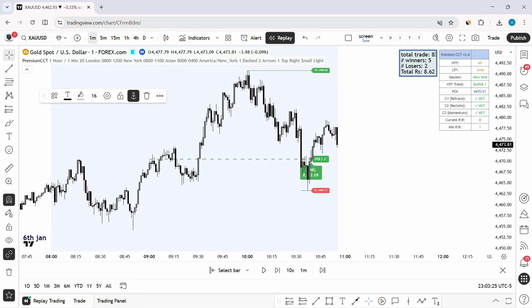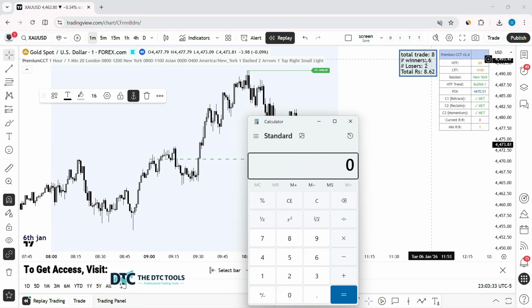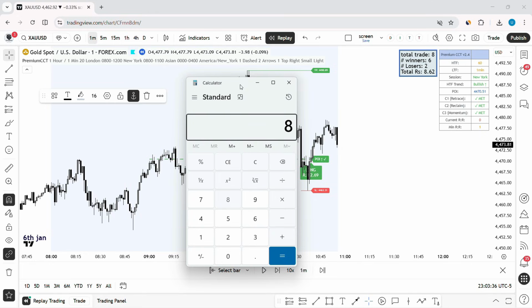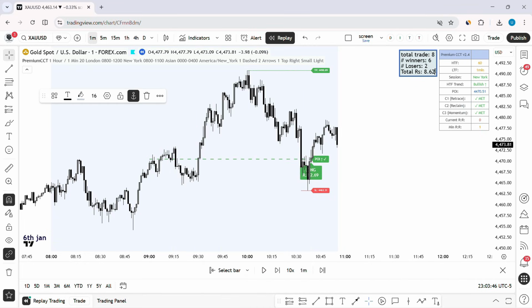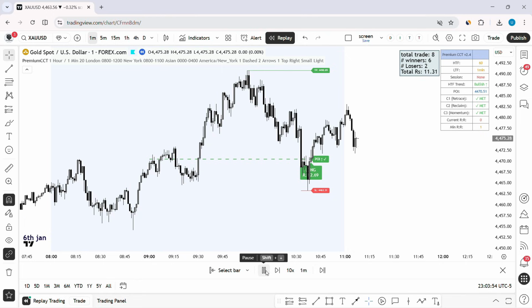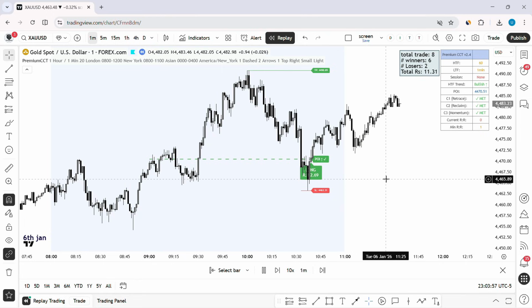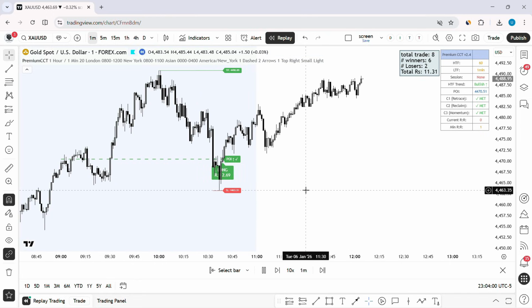We have 8 trades and 6 wins, and we have 8.62 plus 2.69. We have a total of 11.31 R. Now, as the session has ended, we will continue to the next day and see if a trade forms on 7th January.